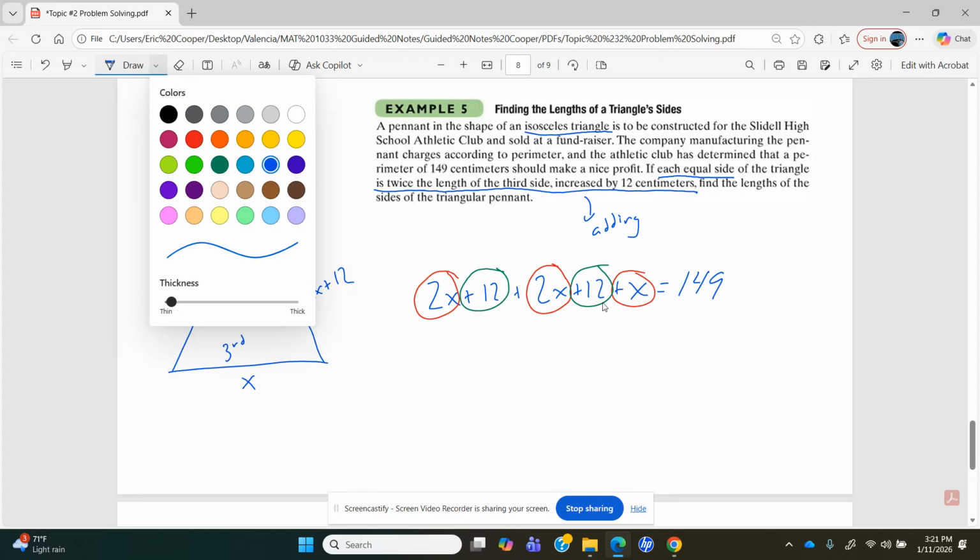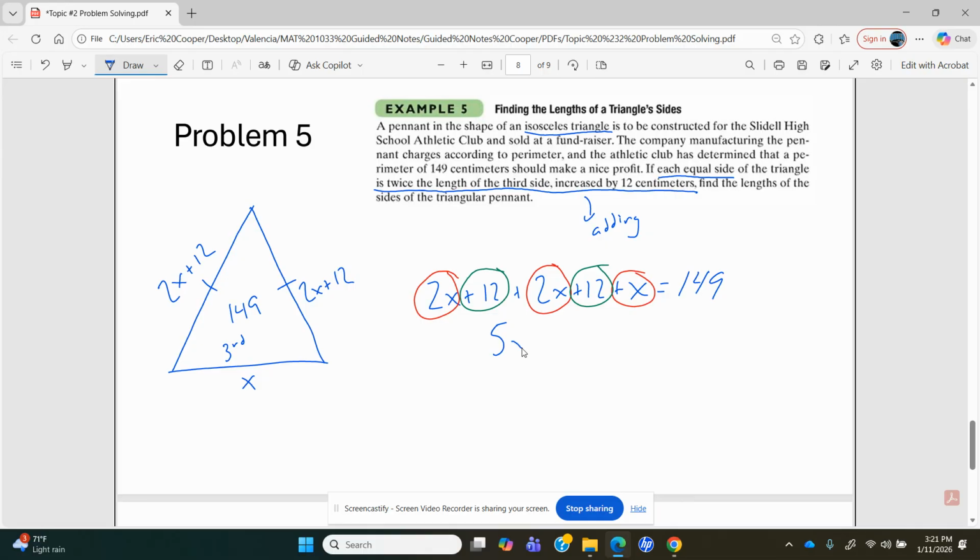2x plus 2x is 4x, plus x gives me 5x. 12 plus 12 gives me 24. And it's still equal to 149. My job is to get x by itself, so I need to move the 24. It's a positive 24, so I'm going to subtract 24 from both sides.